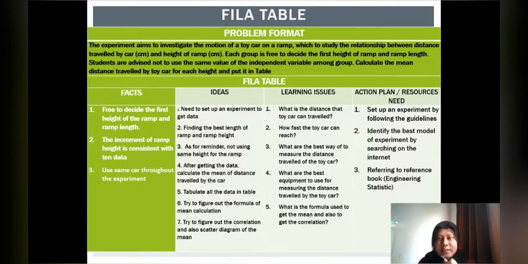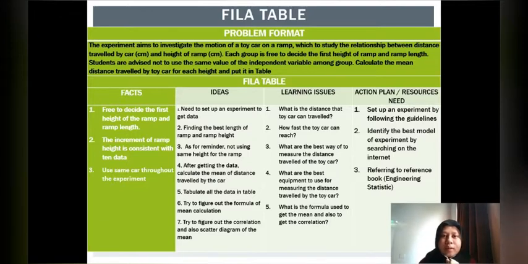My name is Nurul Najihah binti Abdul Aziz. My matric number is AA191134. I am from section 8. So today, I would like to present the PBL assignment for the FILA table.